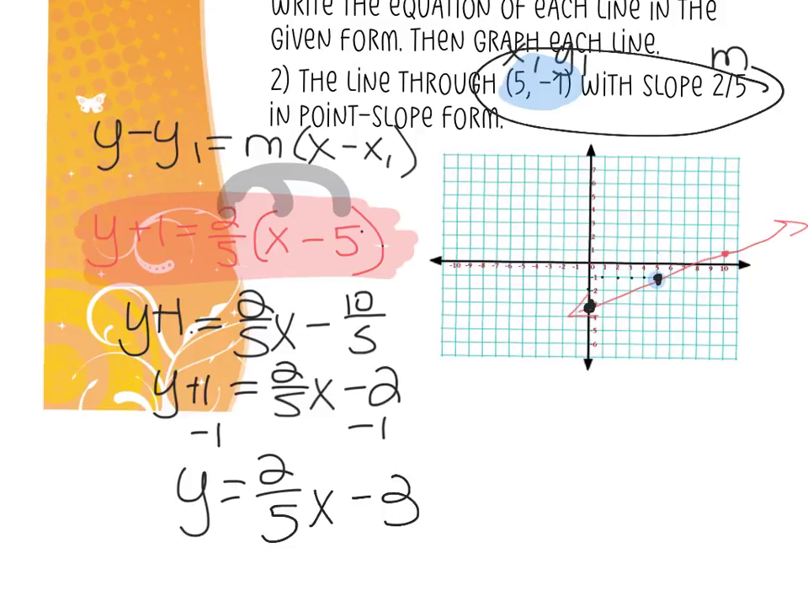How come it's positive 5 instead of negative 5? The point itself? That's what they gave me. So 5, negative 1 is the point. When I plug it into the equation, it changes the sign, because the equation is a minus. So if I did minus a positive 5, it becomes minus 5. Yep.